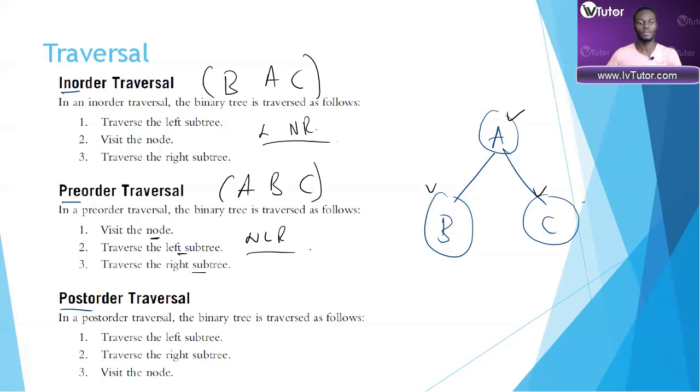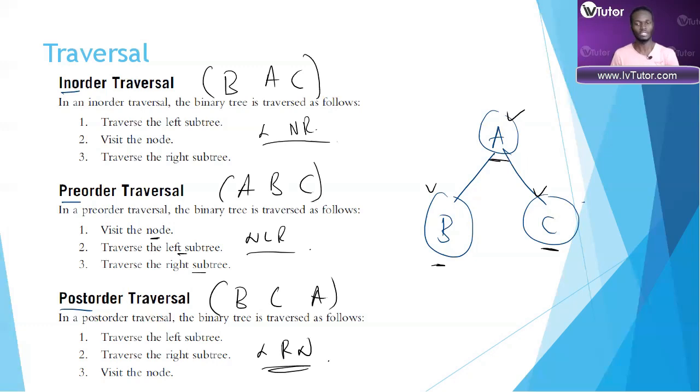A, B, C. Post-order means you start with the left, then right, and then node, which means in this case it would be B, C, A. So it's left, right, node. That is what you need to really remember. In-order traversal: left, node, right.